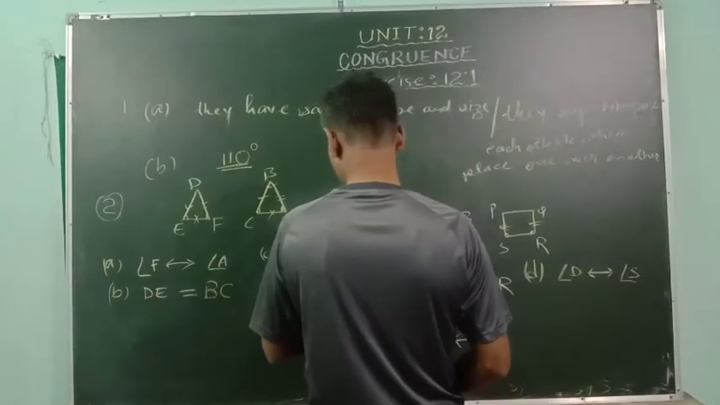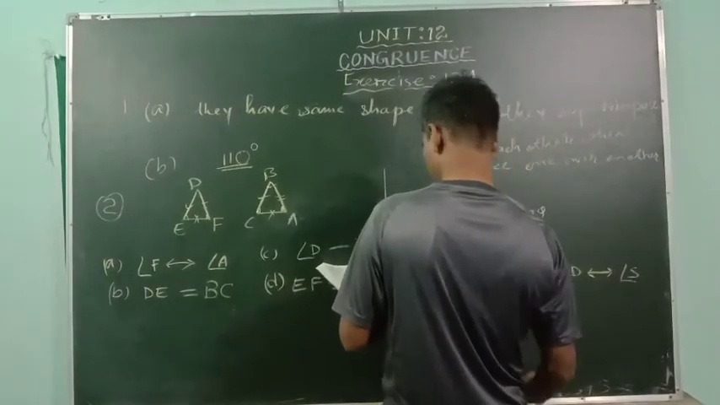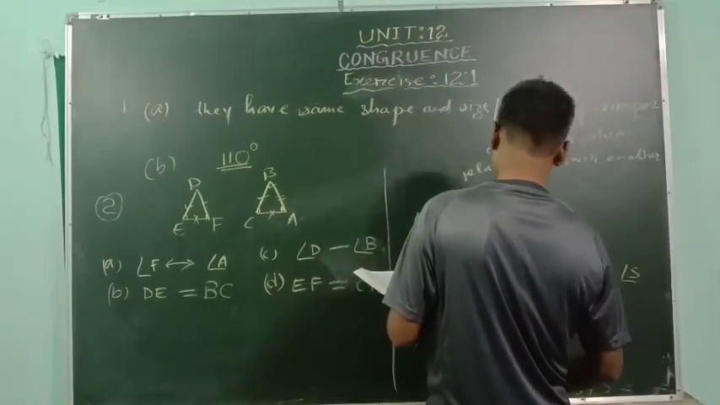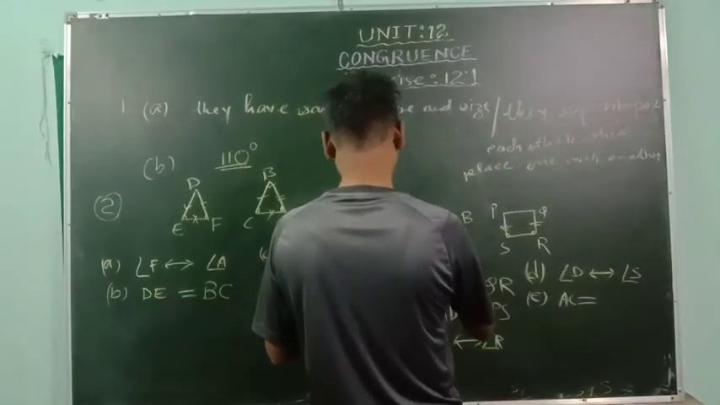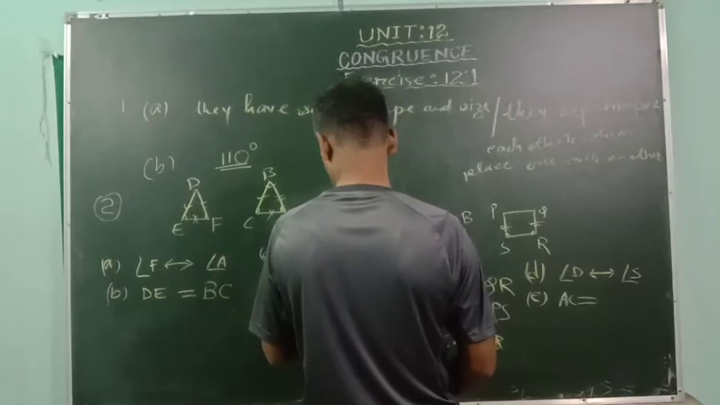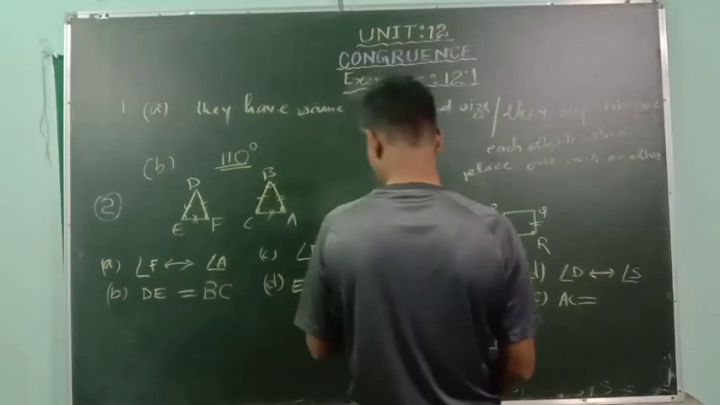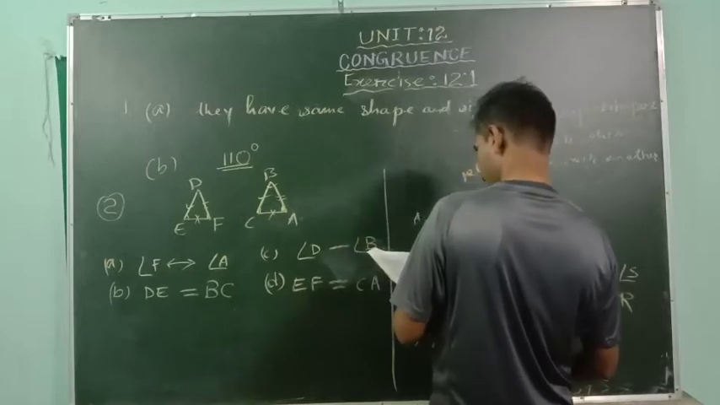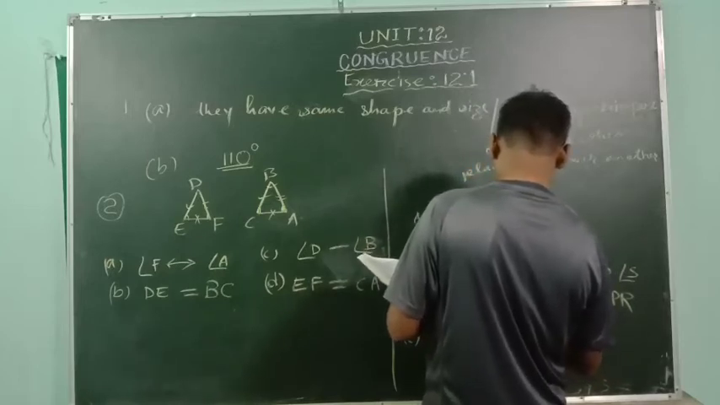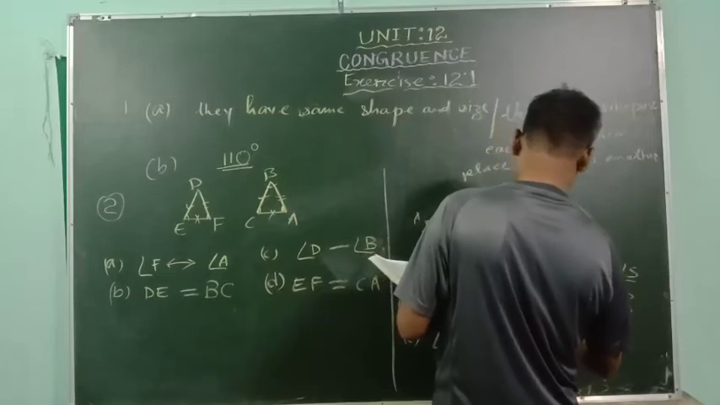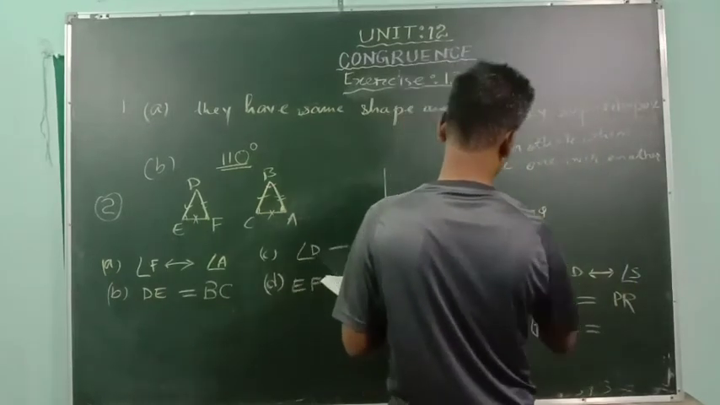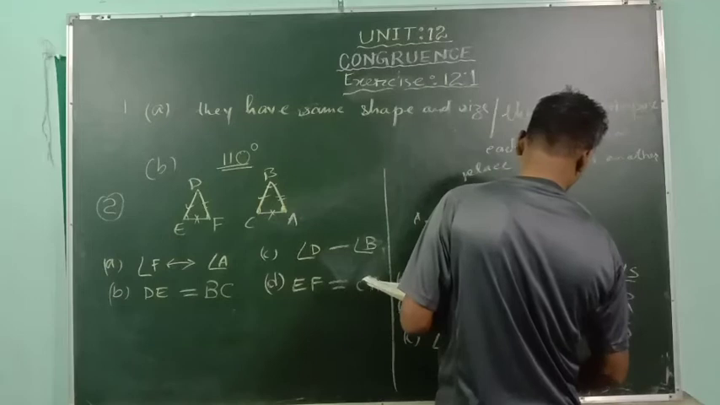Then next, question number E, we got AC. AC corresponds to PR. Then number F, what you got, BD. BD corresponds to QS.